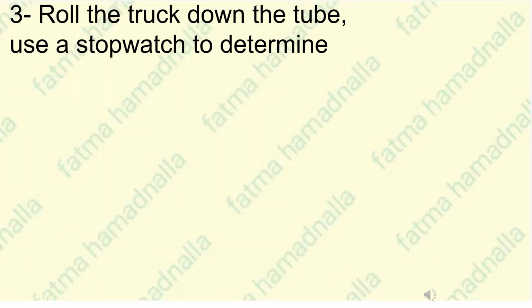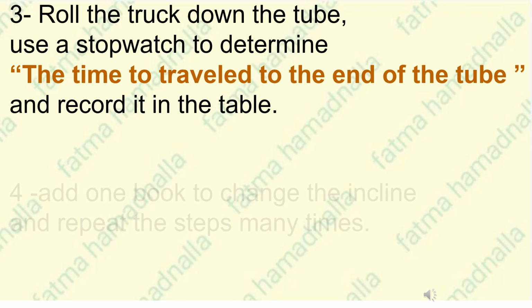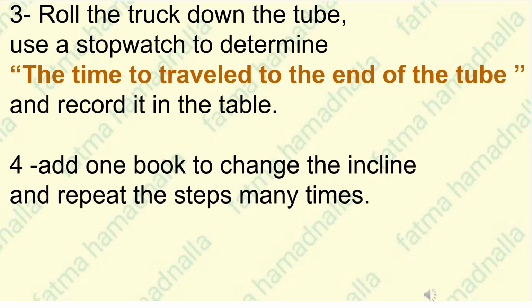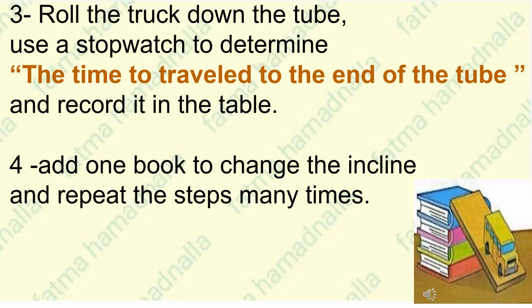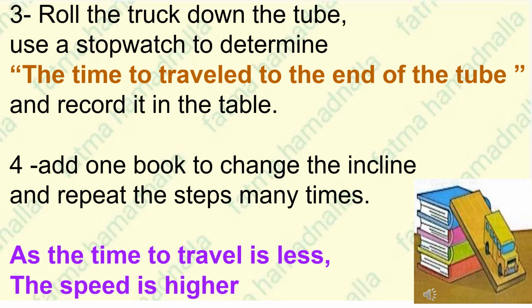3. Roll the truck down the tube and use a stopwatch to measure the time it takes to travel to the end of the tube and record this time in the table. 4. Add one book to increase the incline and repeat the steps several times, okay? We will observe that as the time to travel decreases, the speed increases, okay?